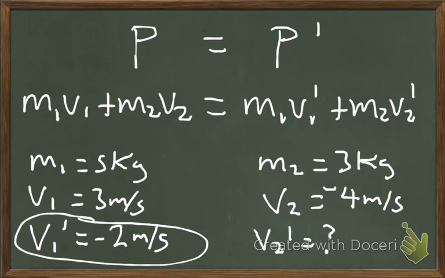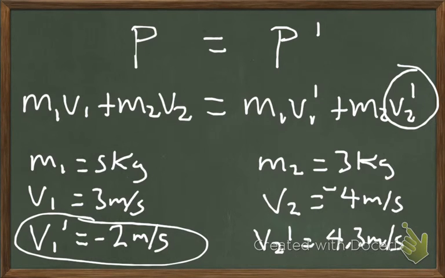So all we have to do is plug all of those numbers into that long equation at the top, and then solve it for v2 prime. I'll leave that exercise to you. If you do that, you'll get 4.3.